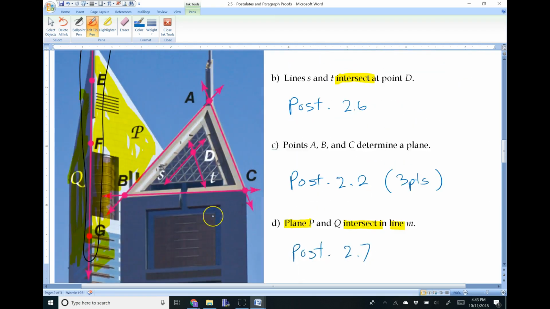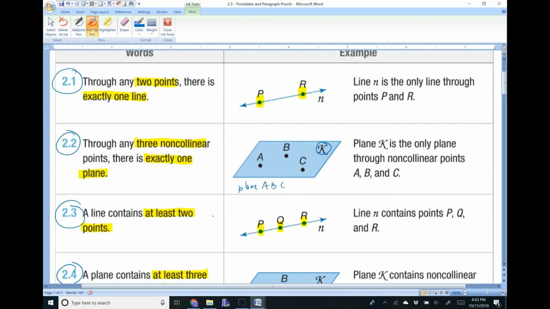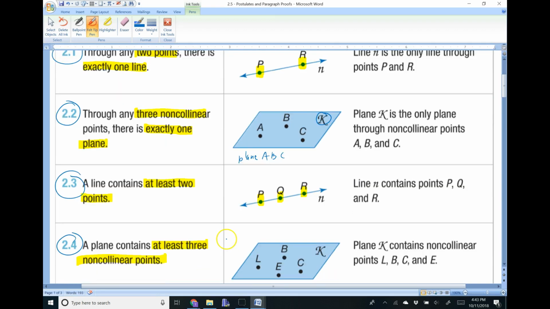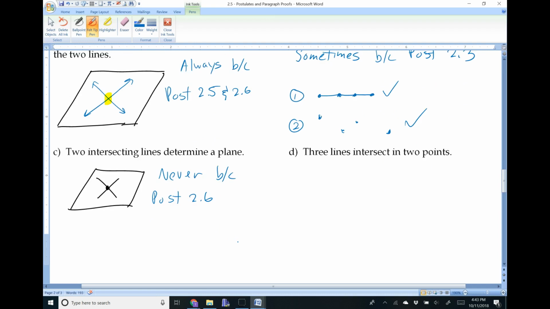We can also have another one here. Let's see here. What determines a plane here? Postulates 2.2, right? 2.2 and 2.4. So 2.2, 2.4 determine a plane. Okay? We can say 2.2/2.4. Okay? 3 lines intersecting, 2 points.